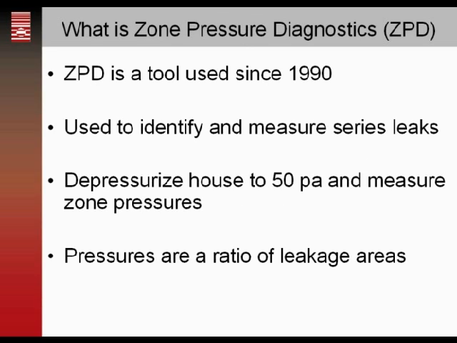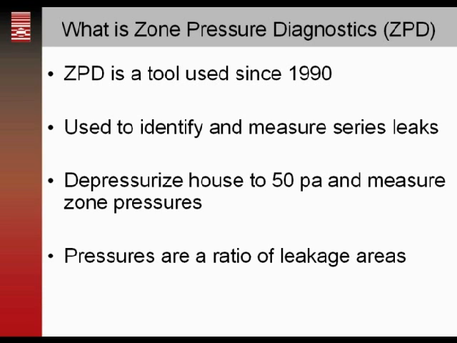The zone pressure diagnostic tool has been used since 1990. It's my understanding that it was first developed when Jim Fitzgerald and Michael Blasnick were working on some row houses in Philadelphia, and they discovered if they measured the pressure in the attic with the house at 50 pascals, the attic pressure number is proportional to the amount of leakage. So that's kind of what started it all, and it's been used quite a bit since 1990 to help diagnose problems. It's used to identify and measure series leaks.